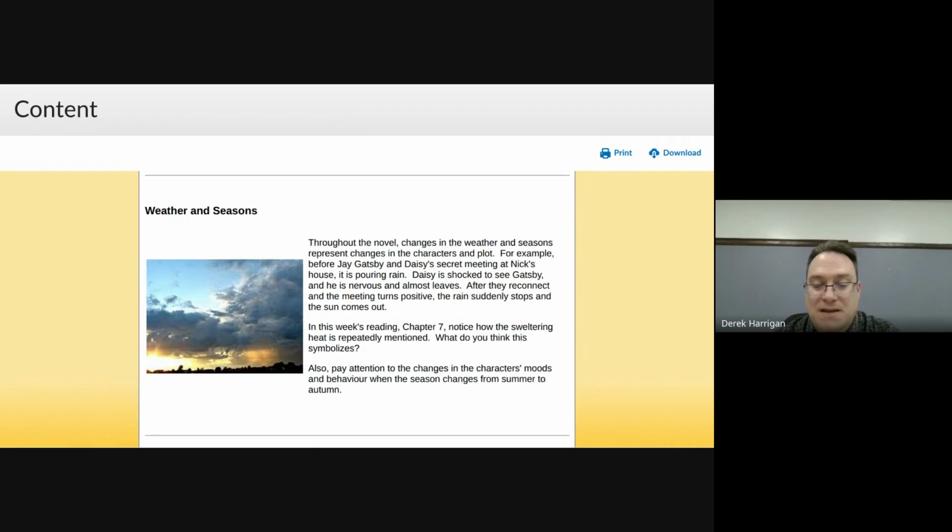Weather and seasons. If you look throughout the book, there are going to be some examples in chapter 7, but there are previous examples as well, and I allude to them in your chapter questions. When the weather or the seasons change, you'll notice that the mood in the book changes. For example, earlier in the book, when Jay Gatsby meets Daisy in secret at Nick's, at the beginning of the meeting it's pouring rain. By the ending, the sun is out and the rain has completely dried up. I don't think that's by accident.